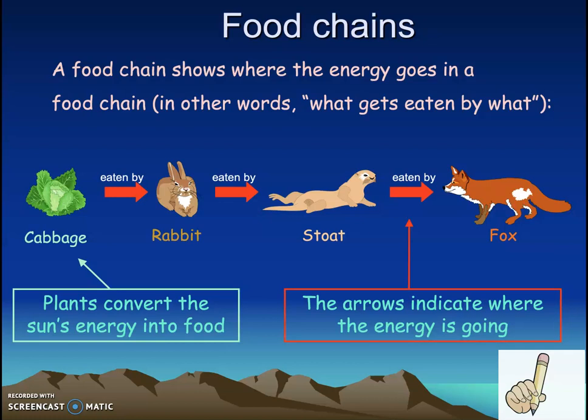So the energy originally is obviously created by the plant using the sun's energy. And then that energy is transferred down the food chain to the rabbit, to the stoat, and then to the fox. I would now like you to please add in these extra bits of information in the boxes onto your notes, please. So you can pause it now and make sure that gets done.